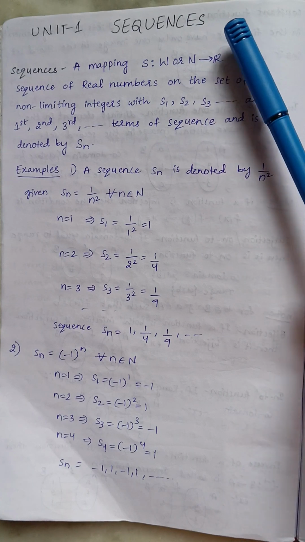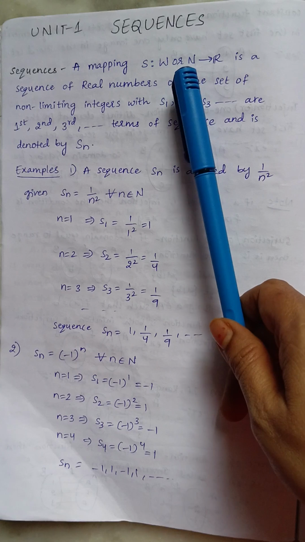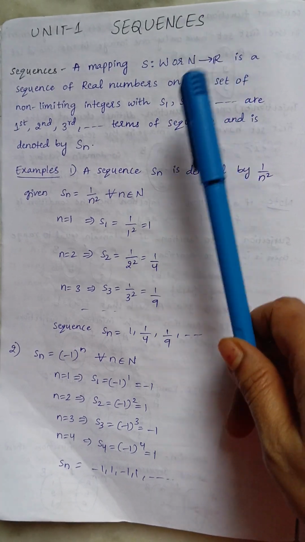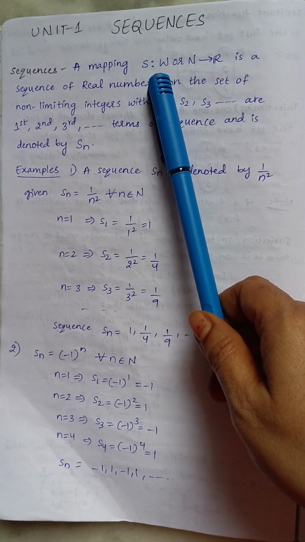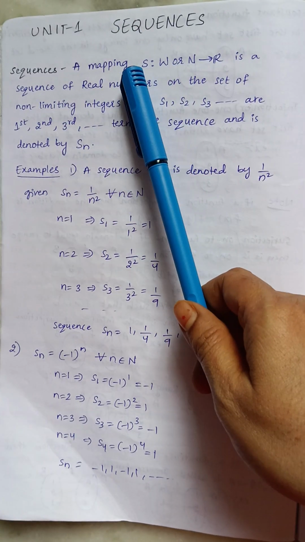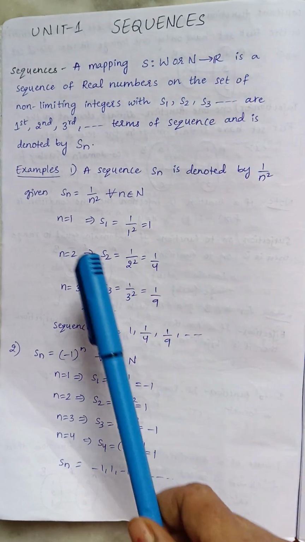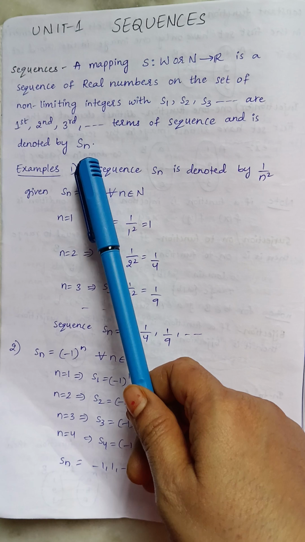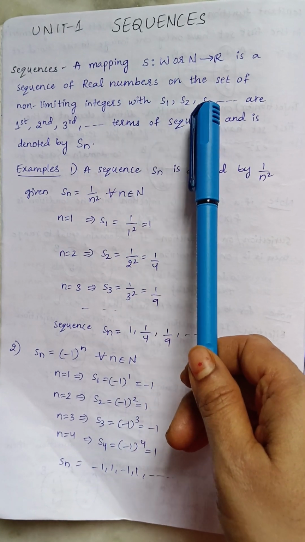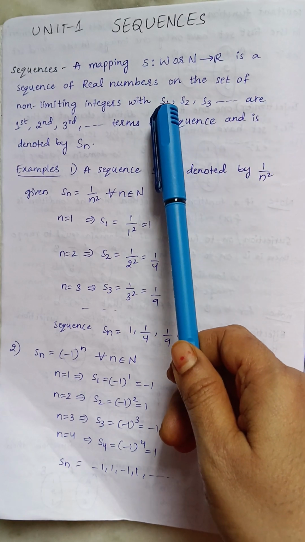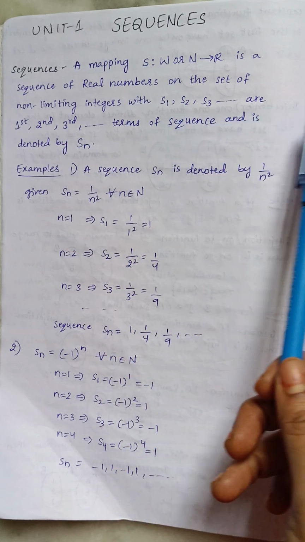The first topic is sequences. A sequence is nothing but a function from natural numbers to real numbers. Sometimes we take whole numbers in some particular cases, but generally it is a mapping or function from natural numbers to real numbers. It is generally denoted by Sn, where the terms are written as s1, s2, s3 like this. Here s1 is called the first term, s2 is the second term, like that.